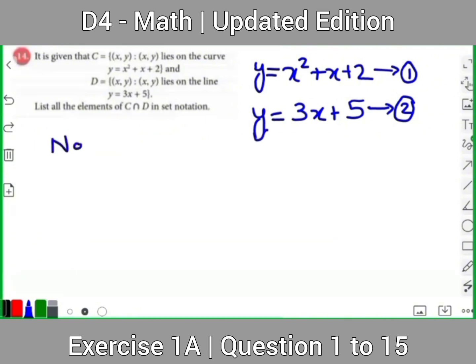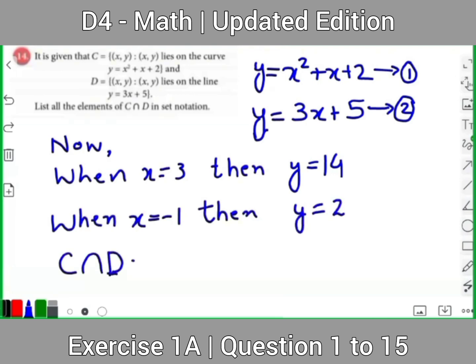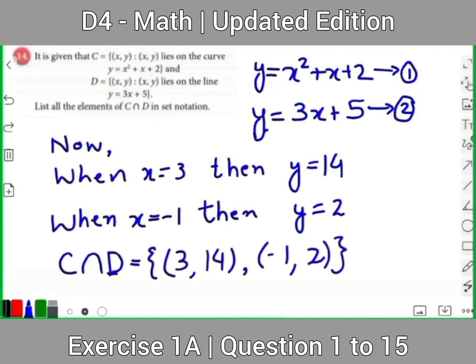Now we have got two ordered pairs. When x equals 3, then y equals 14. And when x equals minus 1, then y equals 2. So C intersection D will have two ordered pairs. The one is (3, 14), and the other one is (minus 1, 2). So these are the two elements of C intersection D.